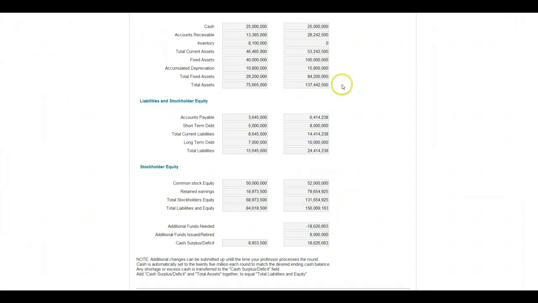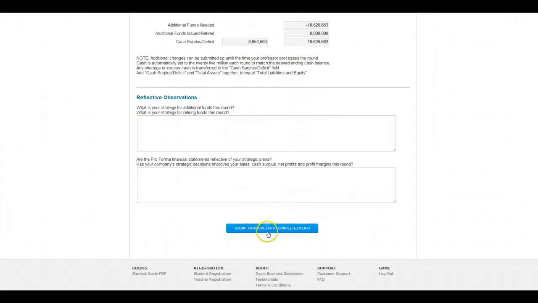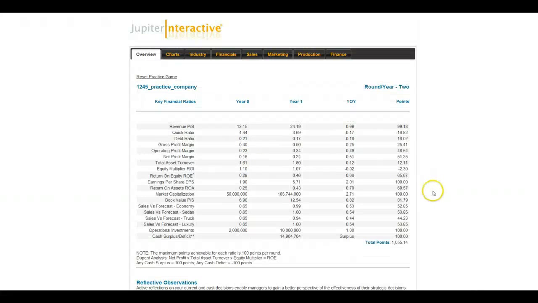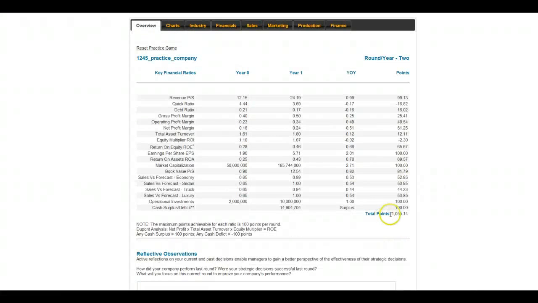So it's sort of a planning tool. Okay, so once I have my financial data set and I hit submit, in the individual practice, it'll automatically go right to my results. And my results were pretty good here. I made 1,000 points, which is very high for, I didn't really plan this out too well, but it wound up working in my favor.